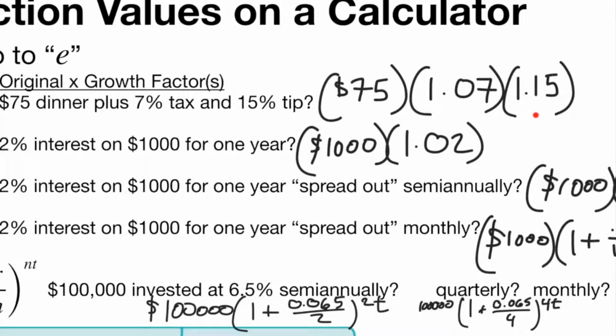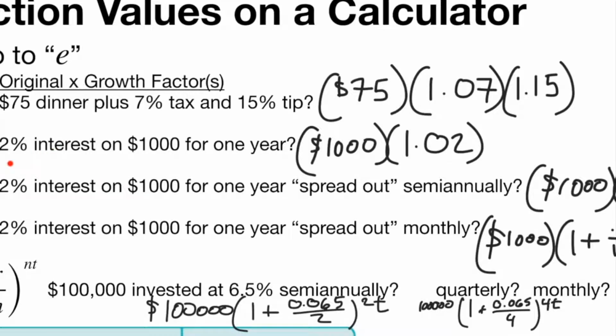These growth factors can get stacked on top of each other. You can start with the original and increase it or even decrease it as many times as you want just by tacking on as many growth factors as you need. They stack on really well that way, and you can just type them all into your calculator once and hit enter. So check this out.